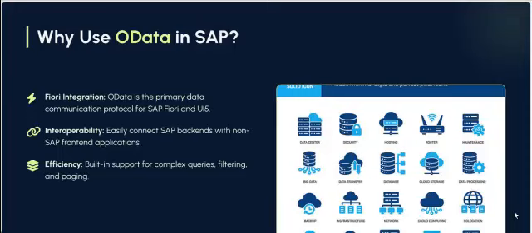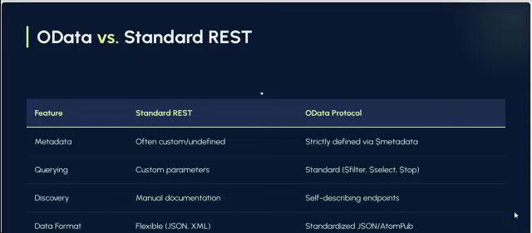You might ask how OData differs from a standard REST API. While a standard REST API is flexible, it often lacks a defined metadata structure and requires manual documentation. OData, on the other hand, is strictly defined via metadata, utilizes standard query parameters like filter and top, and features self-describing endpoints.